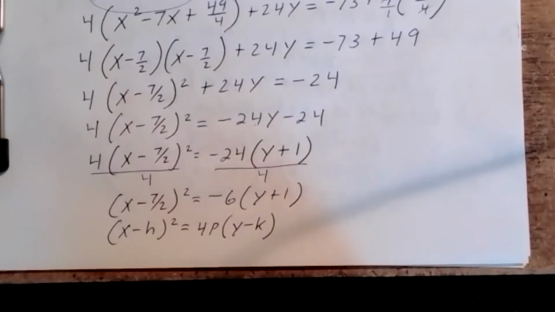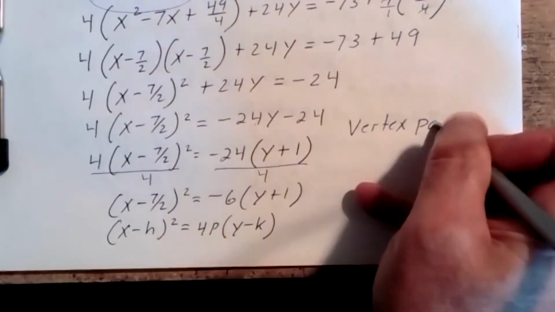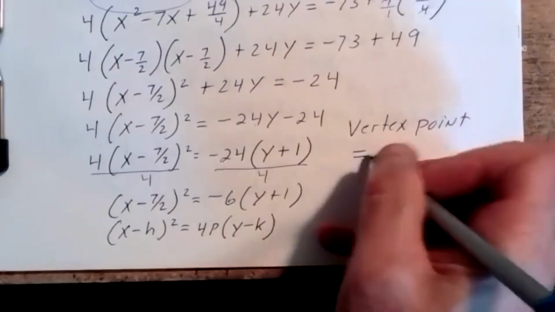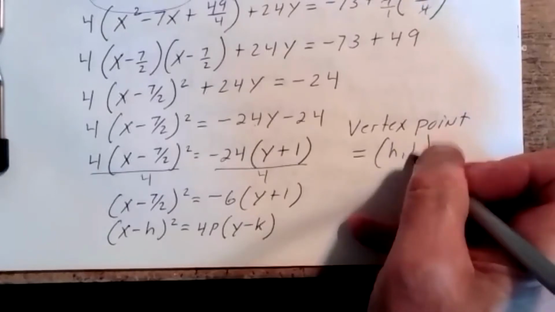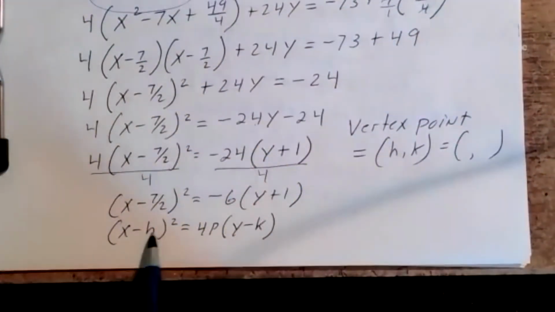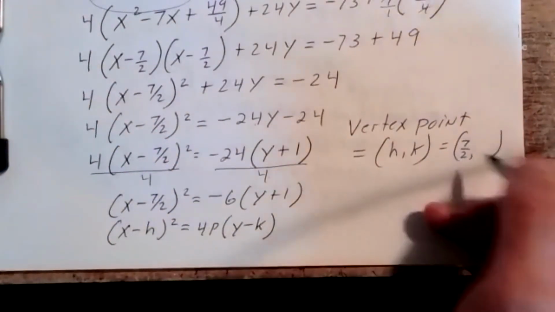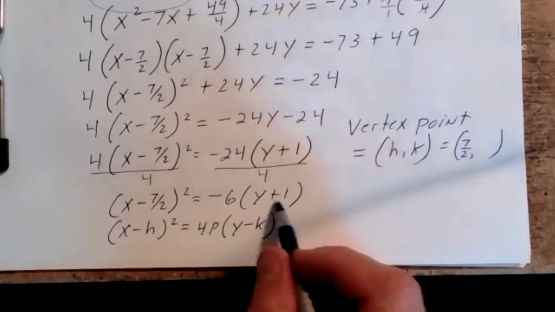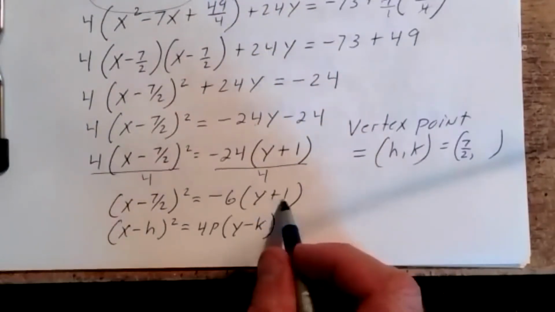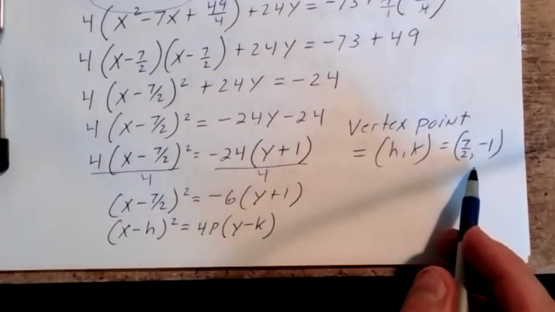So what would be my vertex point? In (h, k), it would be what? h is 7/2 rather. And k is what? 1? -1. Careful here. k is -1. That would be your vertex point, (3.5, -1).